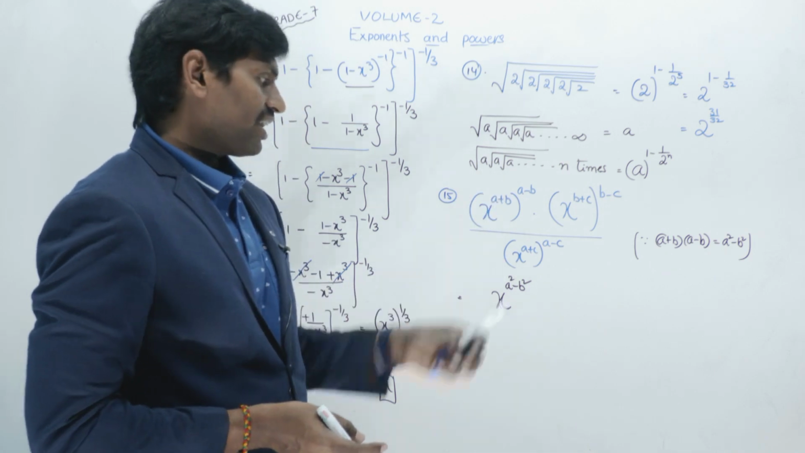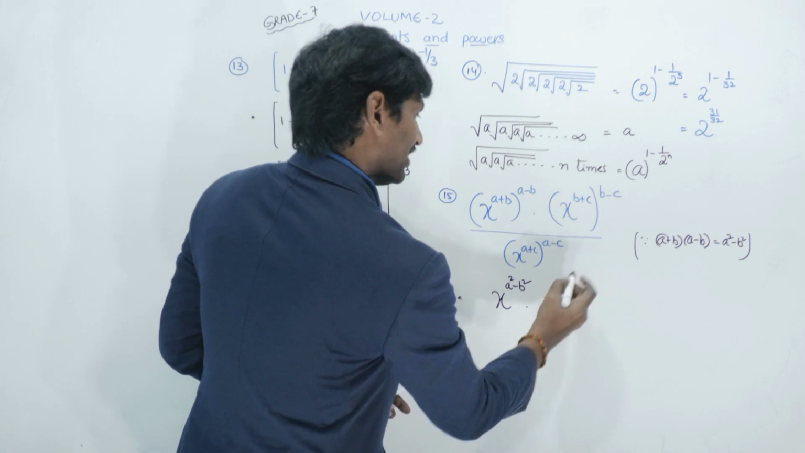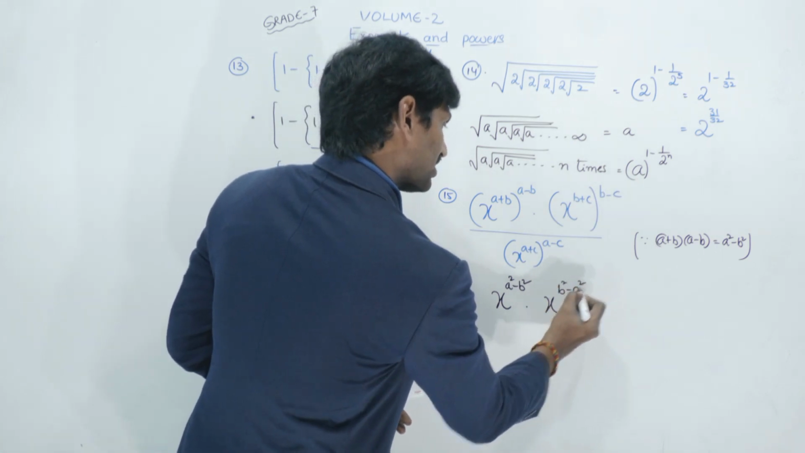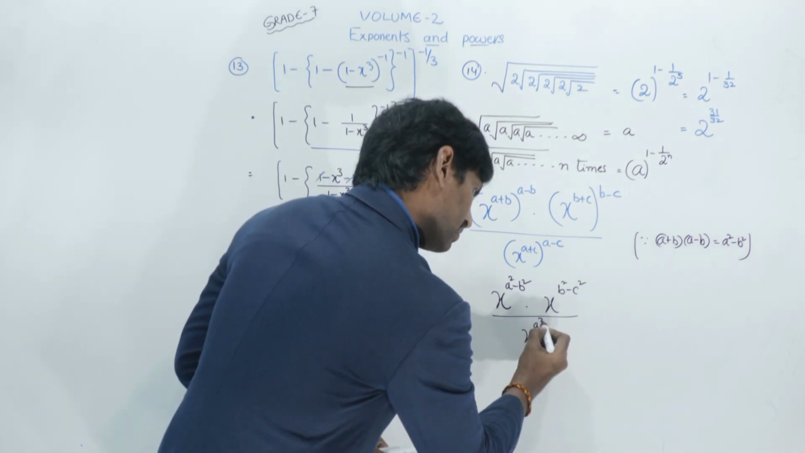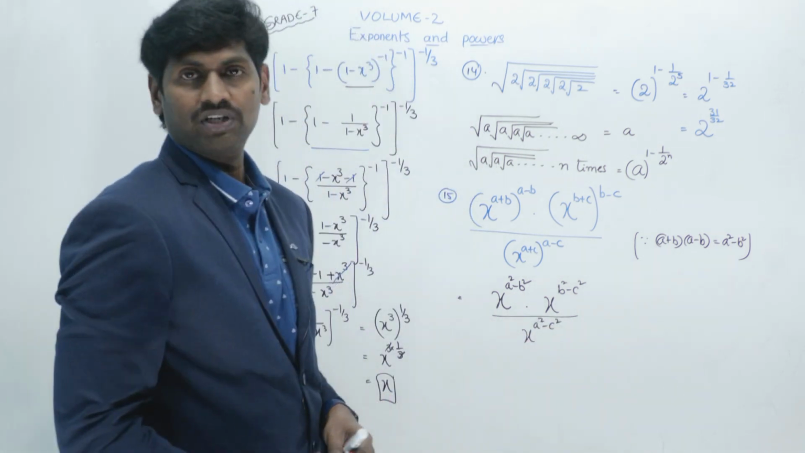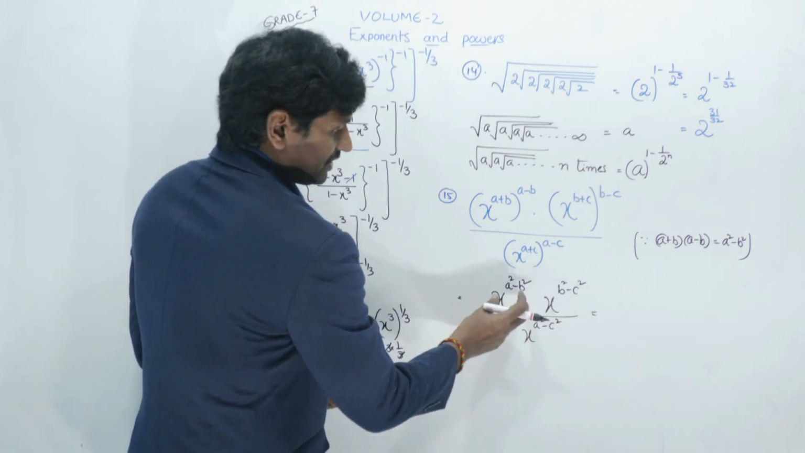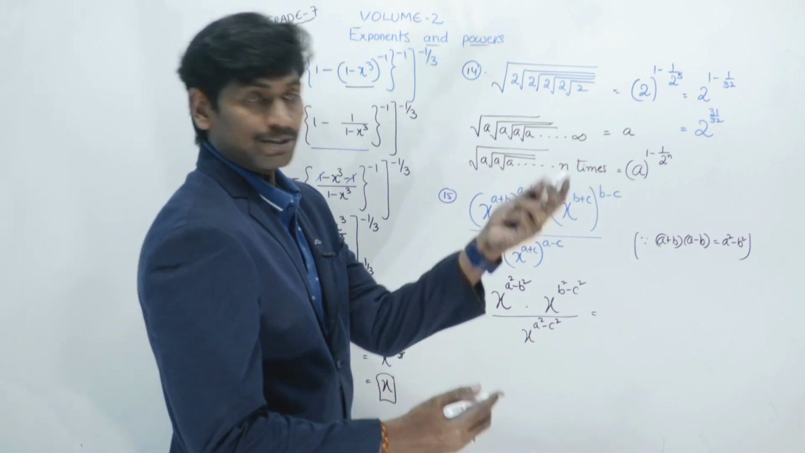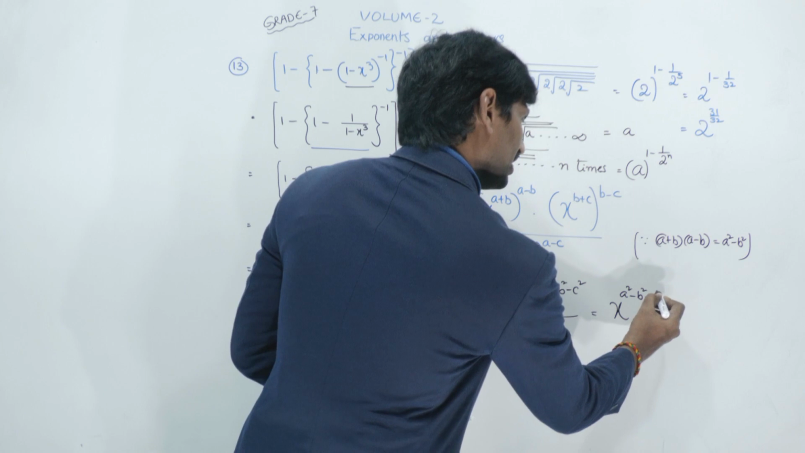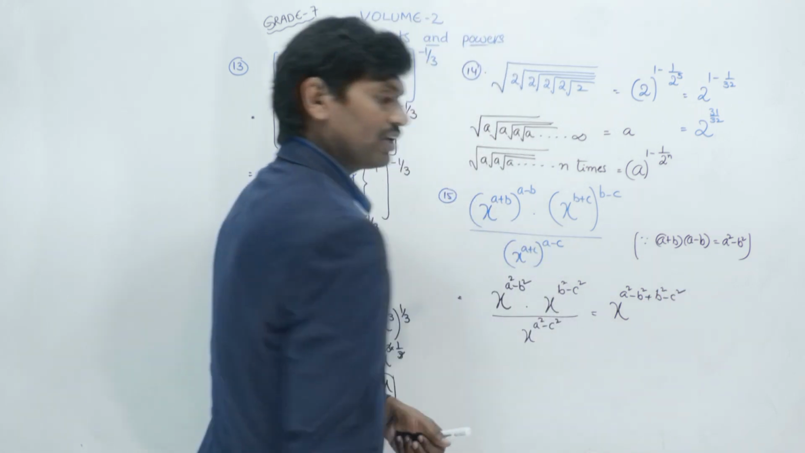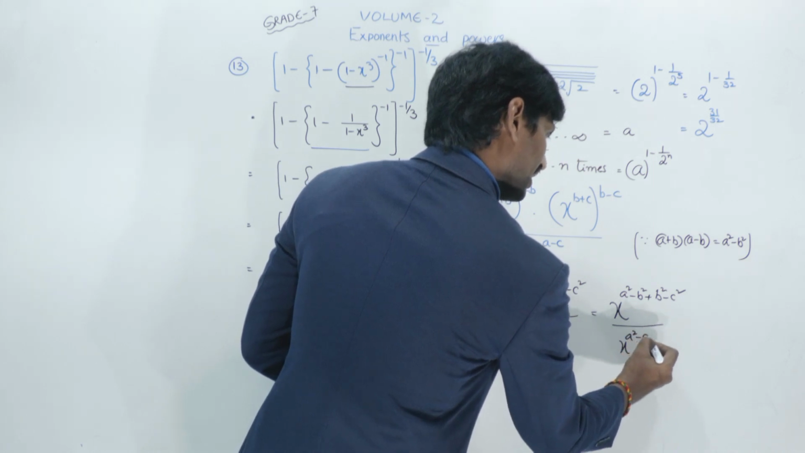By using the identity we can write like this. In a similar way, x power b plus c into b minus c is nothing but b square minus c square. Denominator, a plus c into a minus c, a square minus c square. Now just observe the numerator. Both bases are same, and with the multiplication symbol, add exponents: x to the power of a square minus b square plus b square minus c square. Exponents I have added, and the denominator is as it is, a square minus c square.